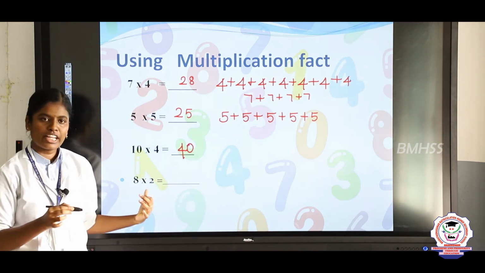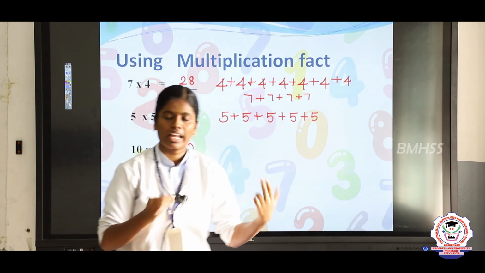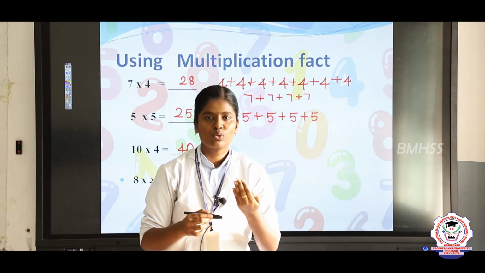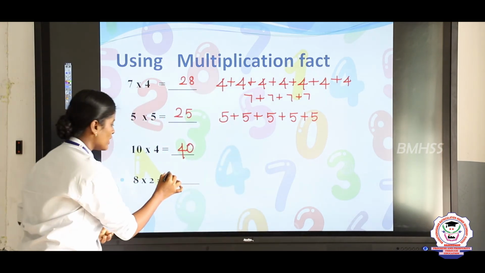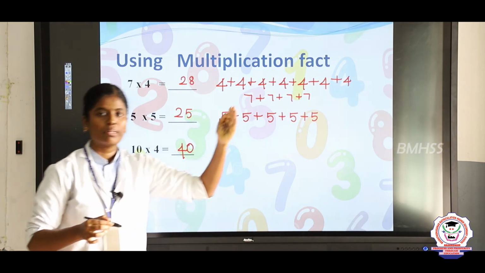Next you will take 8 2s are. So 8 times of 2 or 2 times of 8. So the answer is 8 2s are 16. So this is using the multiplication table.